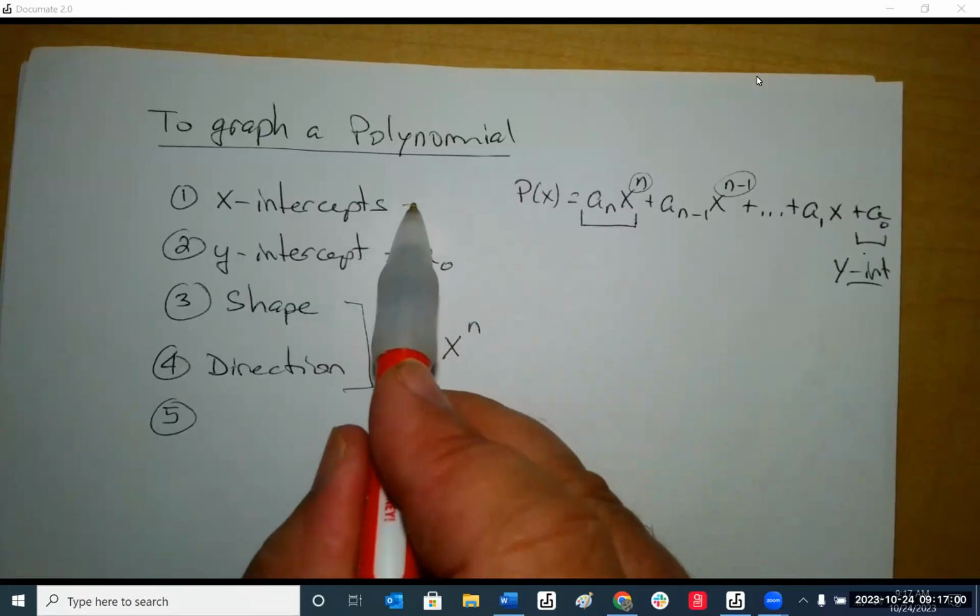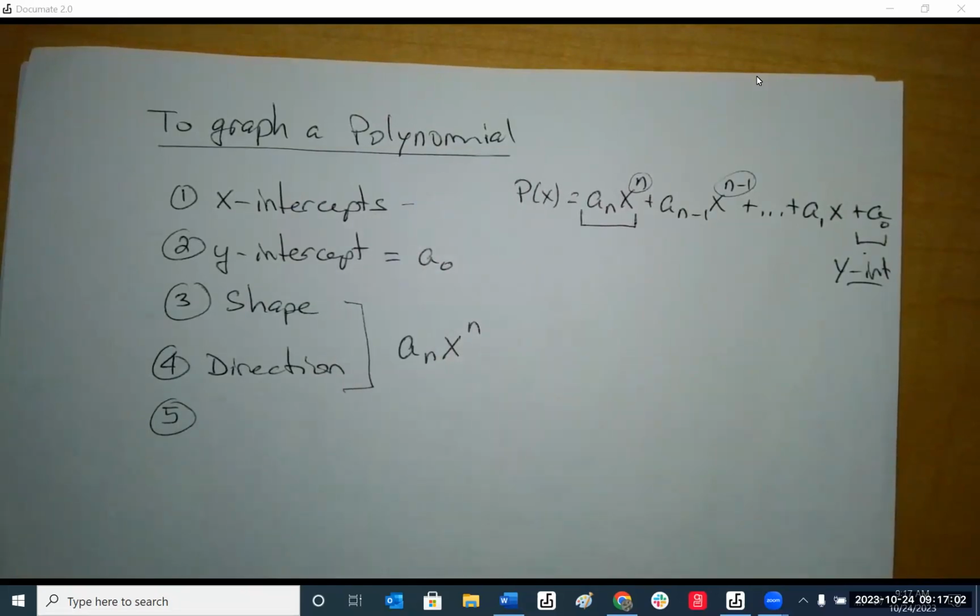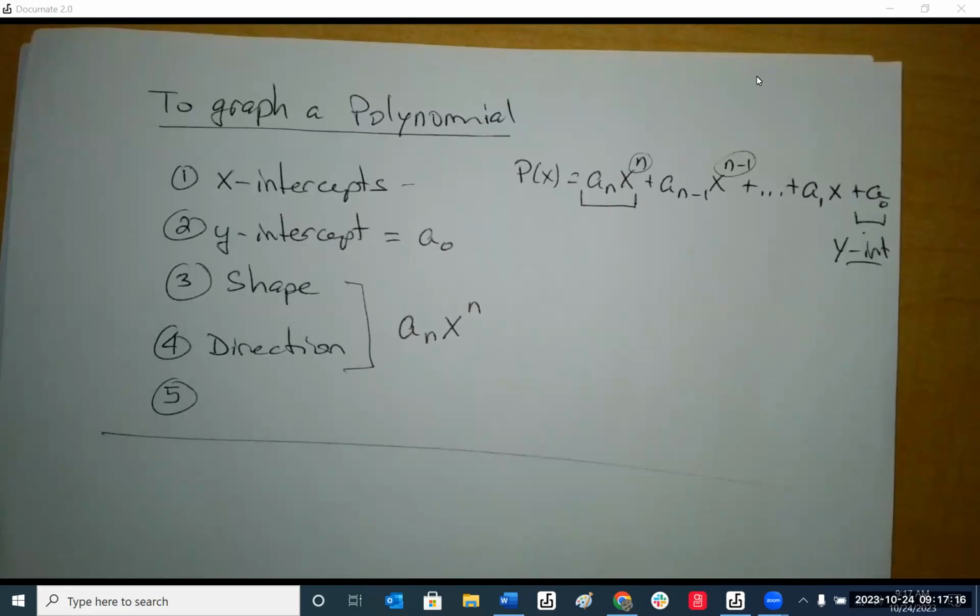The x-intercepts, that is going to take us the most time. That's what the rest of this chapter is about. Let me give you some examples here. So here's the whole process. What we're gonna do in this chapter.